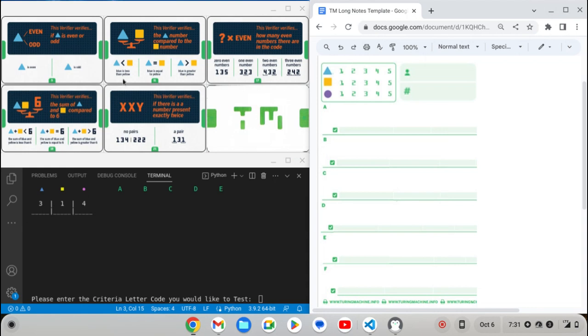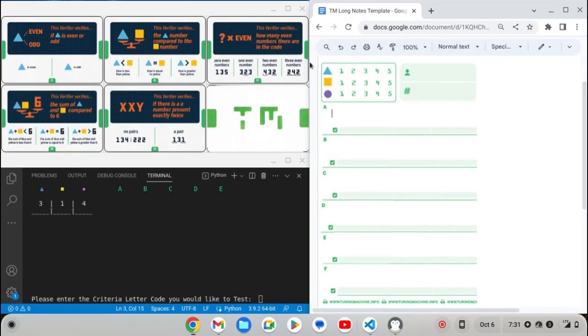So in the grid above, we've got our 5 criteria cards. On the top row, we've got criteria card A, criteria card B, and criteria card C. On the bottom row, we've got criteria card D and criteria card E. Criteria card A looks at our first digit, the triangle digit, and the Turing machine will let us know whether it's an even digit or an odd digit.